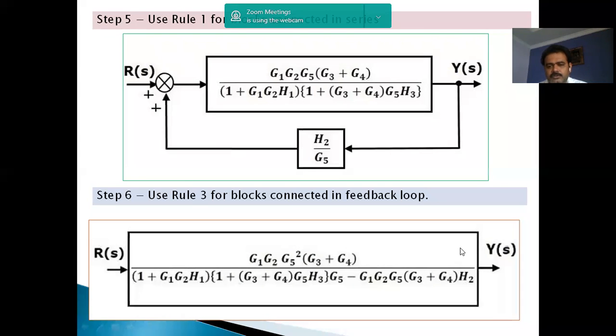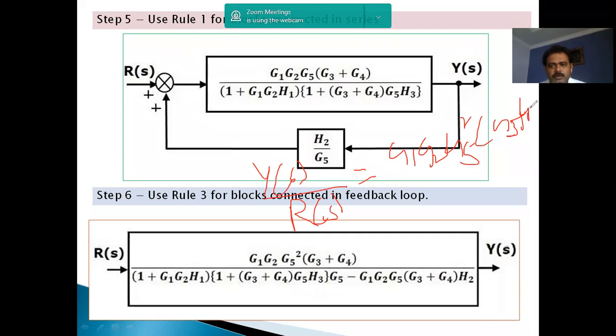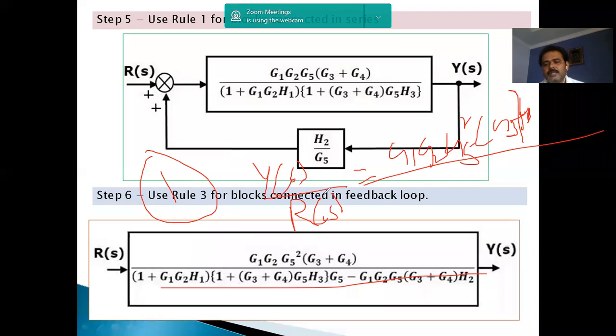So transfer function model means finally we have to represent it like this: Y of s by R of s, that is the Laplace transform of output by input, is equal to G1 G2 G5 square into (G3 plus G4), whole divided by the entire thing. So you will get 1 mark if you represent it like this. Otherwise, out of 7 marks, you will get only 6 marks.